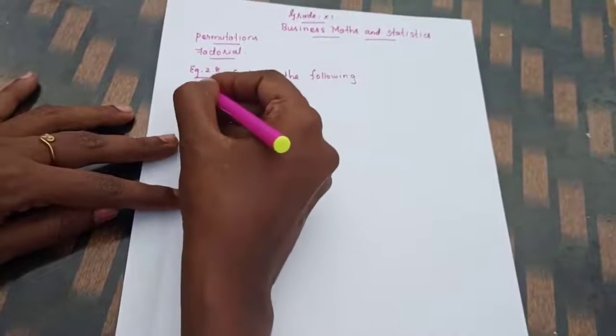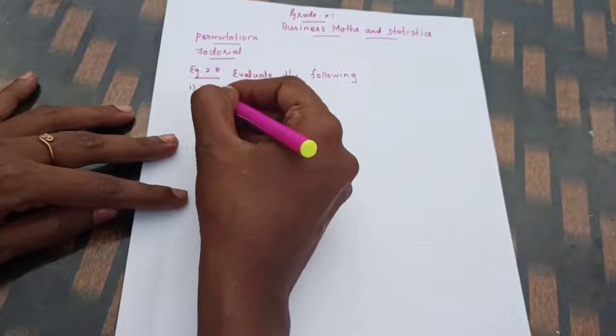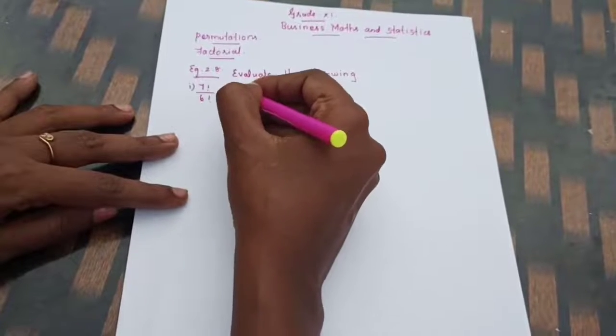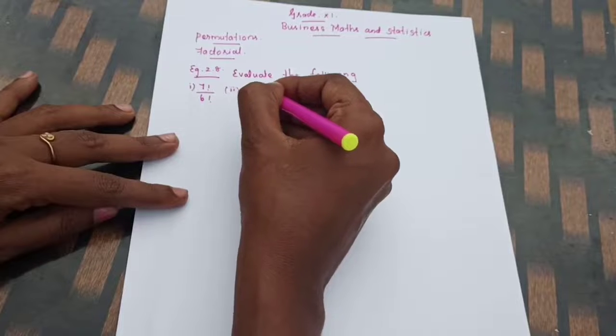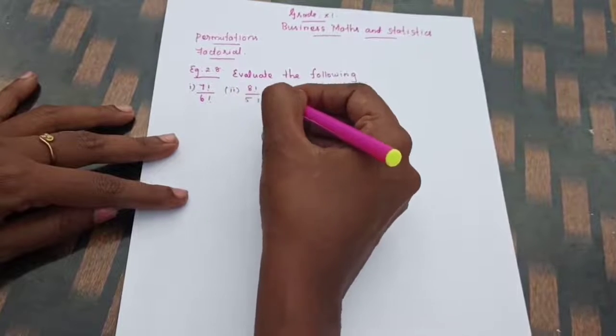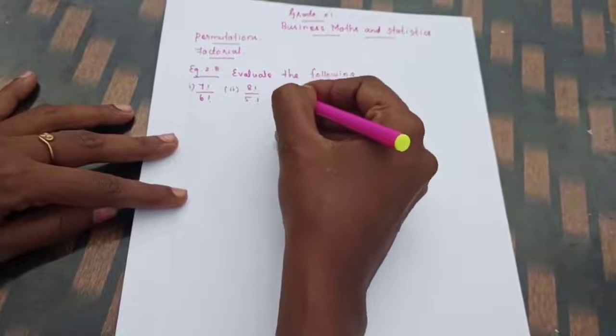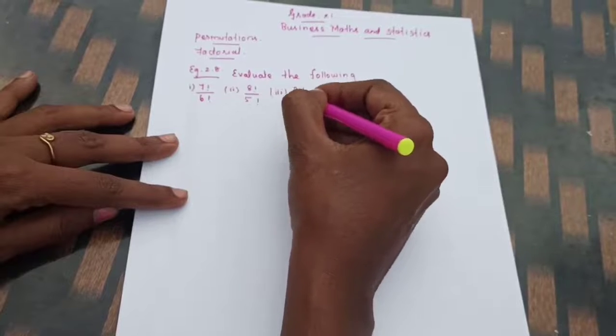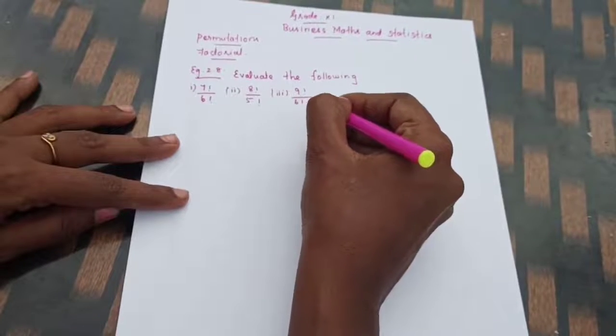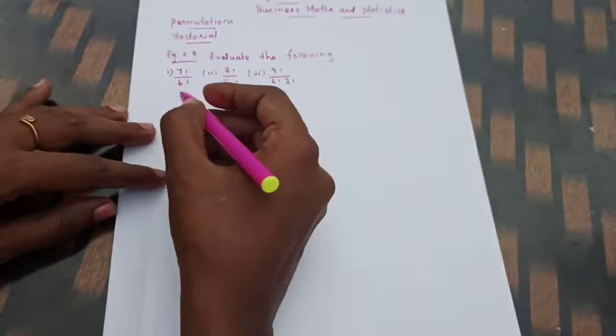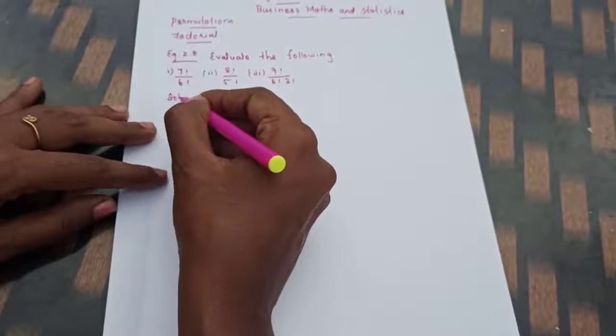The following. First problem, 7 factorial divided by 6 factorial. Second problem, 8 factorial divided by 5 factorial. Third problem, 9 factorial divided by 6 factorial into 3 factorial. Okay. Solution.